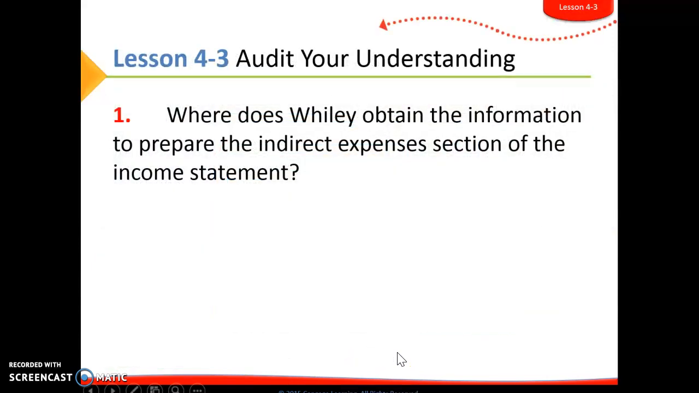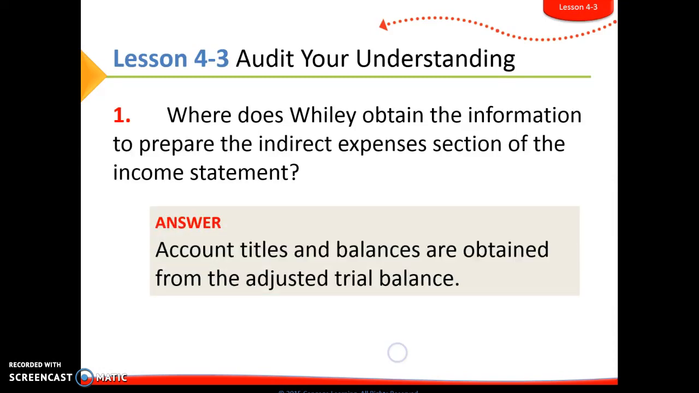All right, audit your understanding question number 1. Where does Wiley obtain the information to prepare the indirect expenses section of the income statement? Account titles and balances are going to be obtained from the adjusted trial balance.